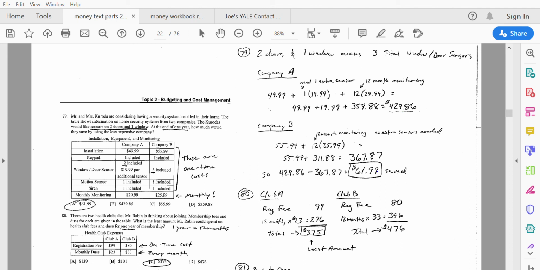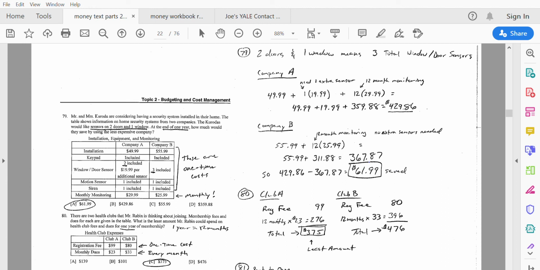Company B, there's a little less here. Okay, it costs more to initially put it in, $59.99. Okay, that comes from right here. So here we don't have the middle number like we did up here because 3 are included. So we don't have to pay any extra. That's how many we want, is 3. Then the monthly charge is $25.99, 12 months in a year. Okay, so we multiply those, we get $311.88. We add the installation charge, so we get $367.87 is the cost after 1 year.